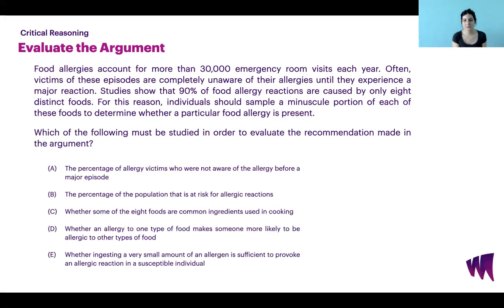I'm going to show you how to do a critical reasoning exercise for the GMAT. So this is our exercise. The first step is to identify the question based on how it's worded. Here it says, which of the following must be studied in order to evaluate the recommendation made in the argument? This wording lets us know that it's an evaluate question.